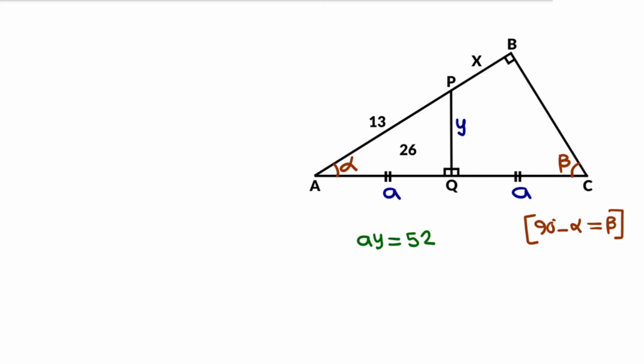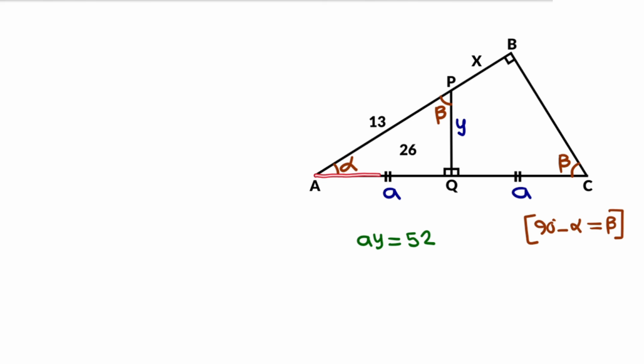Now focus on the small triangle, AQP. It already has a 90-degree angle at Q, and it shares angle alpha at A. So the remaining angle at P must also be beta, which means the small triangle and the large triangle have exactly the same three angles, so the triangles are similar. And once triangles are similar, the side ratios line up beautifully.